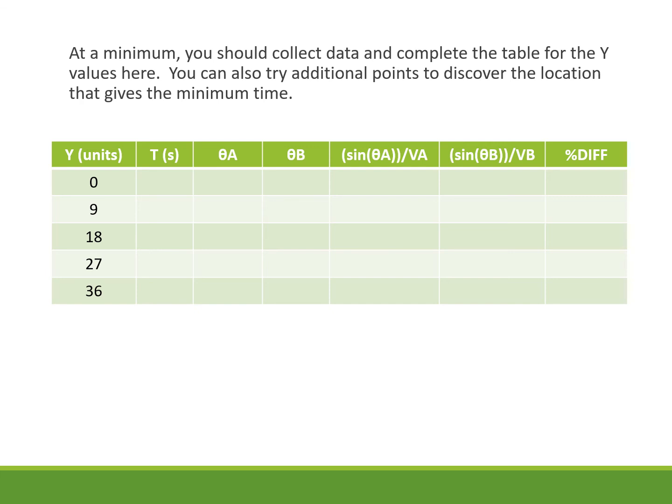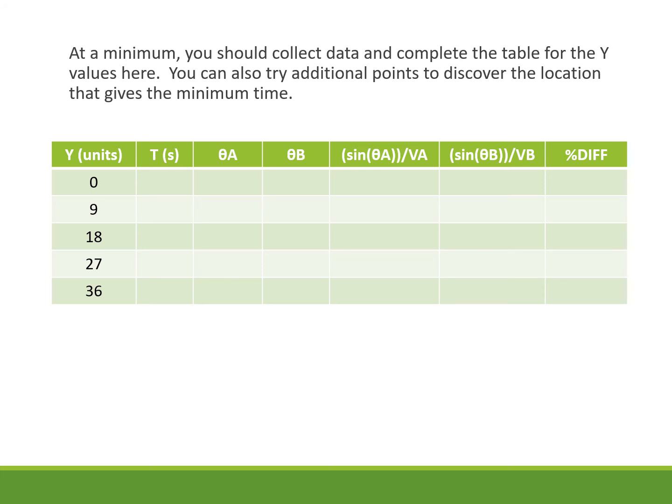And the Y values that we will use are 0, 9, 18, 27, and 36 units. Each of those is represented by a separate worksheet that has the path drawn for you. So you'll measure the time as we demonstrated for those paths. And then, again, the remaining columns are calculated.